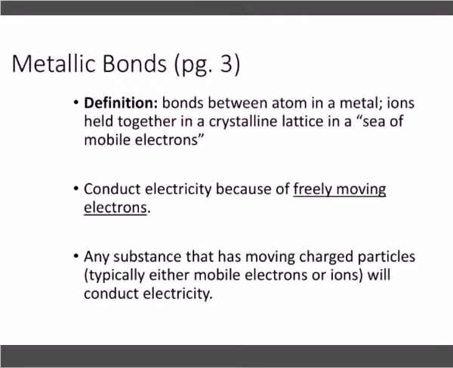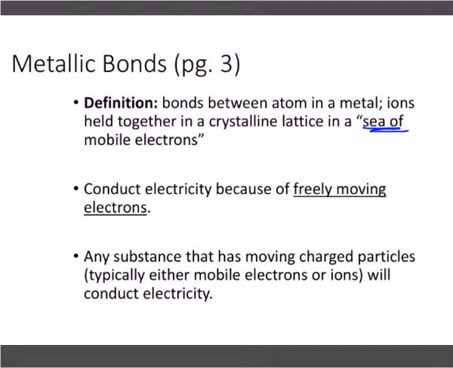So, it's bonds between atoms in a metal. Guys, it can be 2 different metals, but we have 2 metals together, and they come together to form like a mixture of metals. Or just a single one, like if you had a gold bar. The atoms in that gold bar have metallic bonds within other atoms of gold. Okay? They have a crystalline lattice, guys.